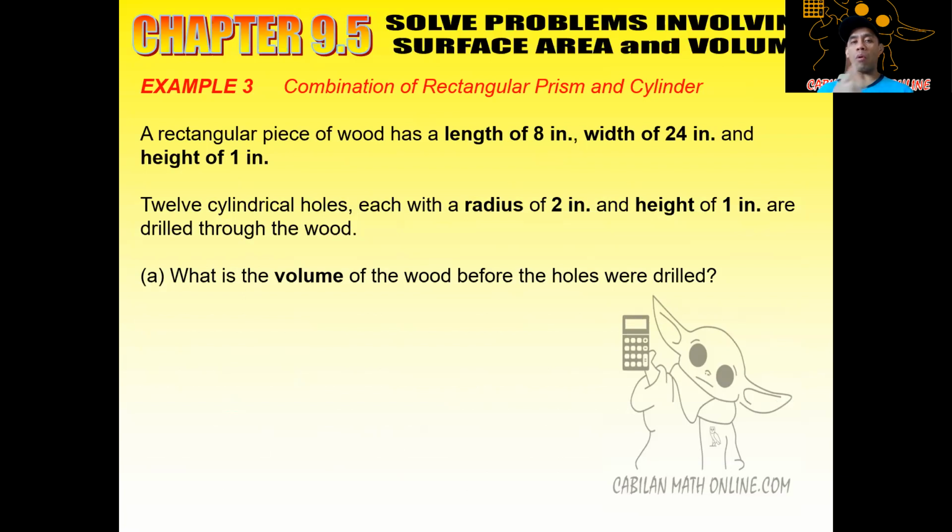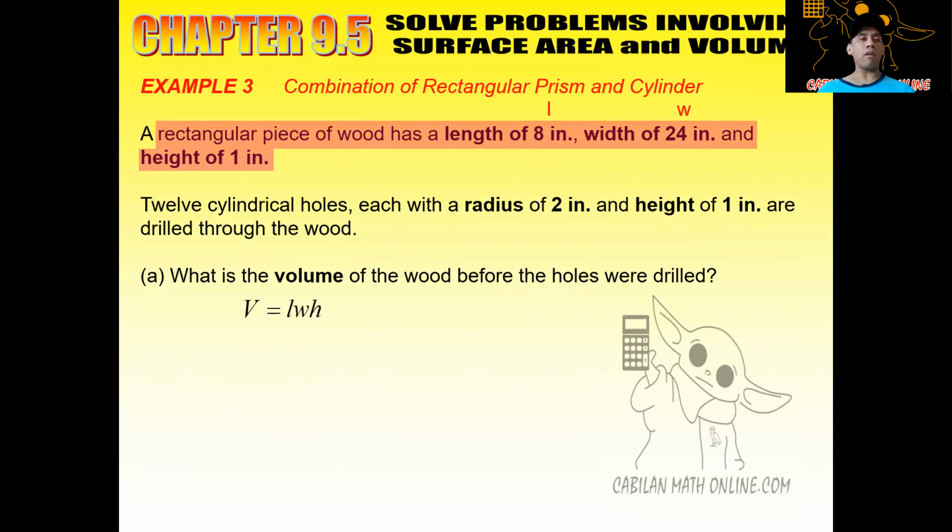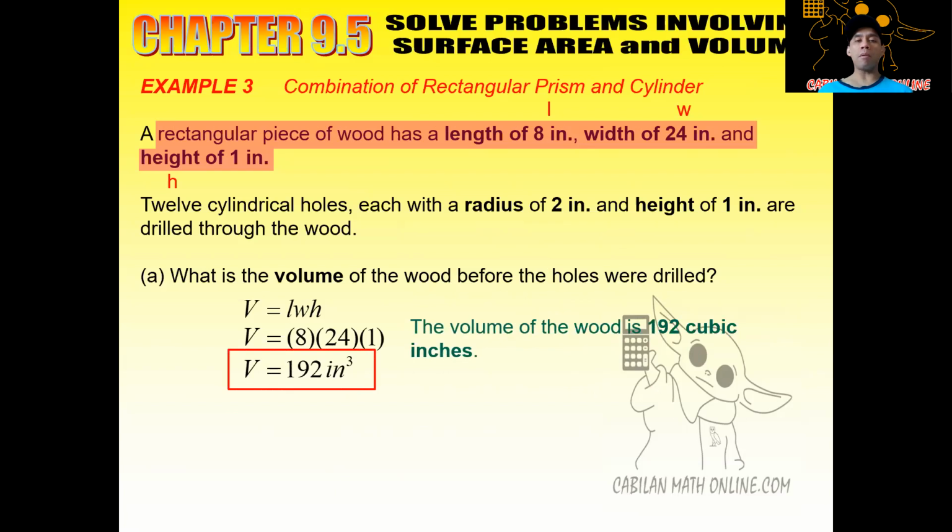But before we do that, what we have to do here is find the volume of the wood all together in one piece, and that's exactly what we're going to do in the first step here. So the way we're going to do that, we're going to use the formula length times width times height, or LWH, and our L here is the 8, our width here is a 24, and the height here will be the 1. Okay, so when we put those numbers in, the volume of the piece of wood there will be 192 cubic inches. Okay, so that's step number 1.